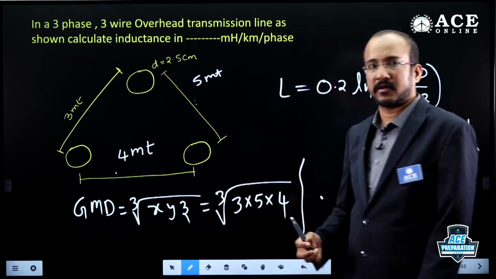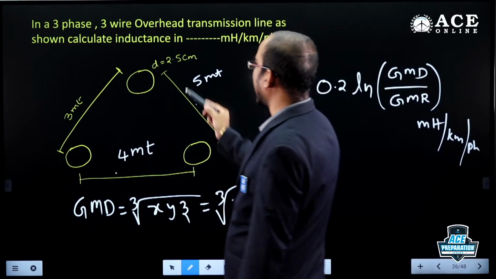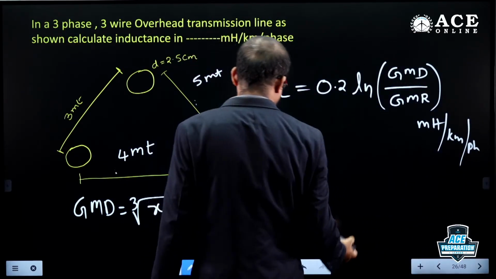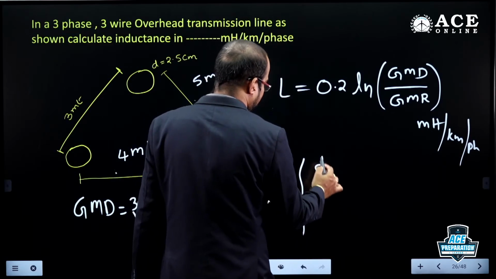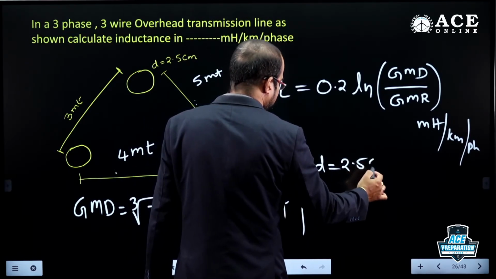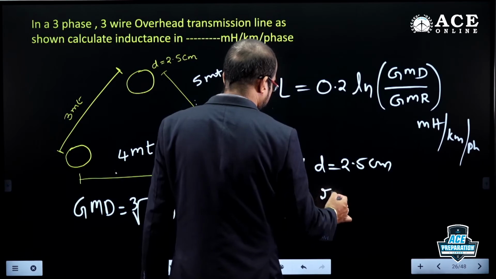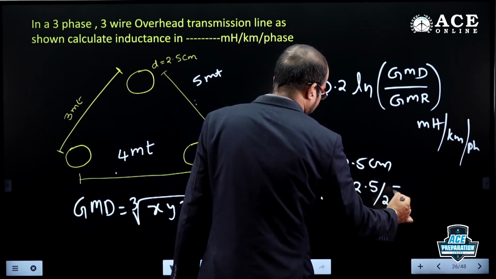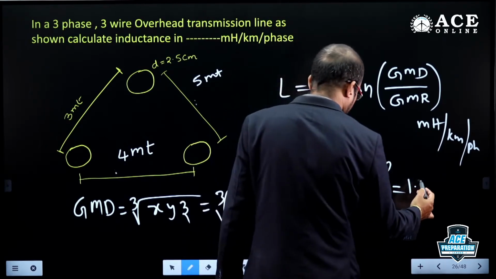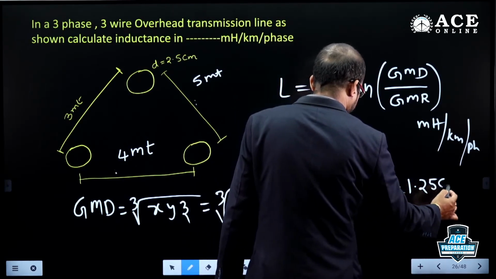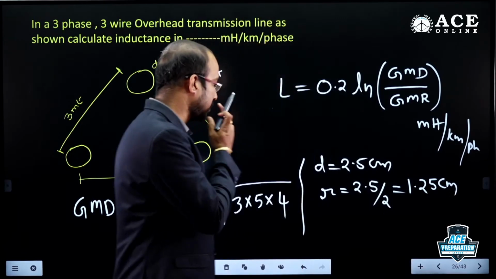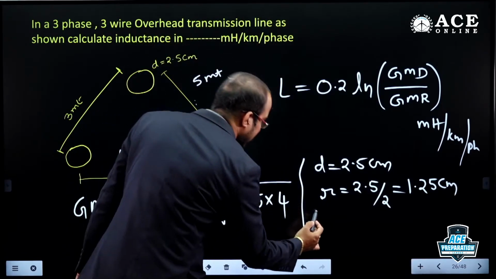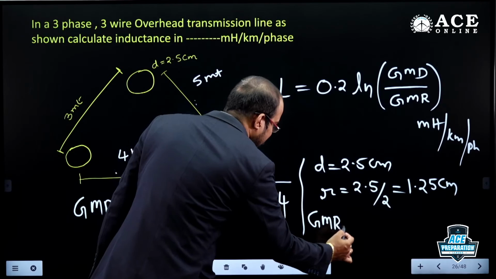And what about GMR? How do you calculate the GMR? Here the diameter is given as 2.5 centimeters. The radius will be 2.5 by 2, that is 1.25 centimeters. So how do you calculate the GMR here? What will the GMR of the system be?